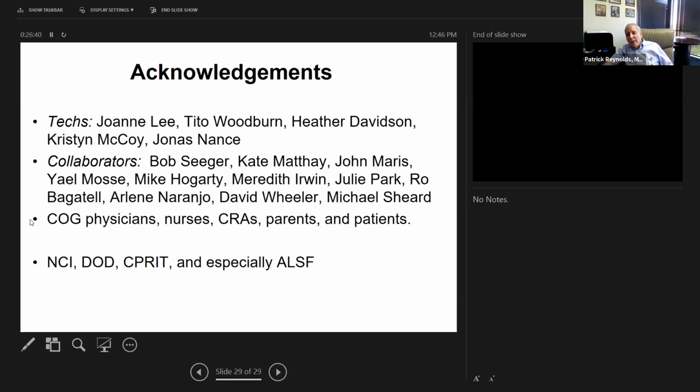But most importantly, I want to thank the people that we never get to thank, and that's the COG physicians, the nurses, the CRAs, and the parents and patients that make these models possible. And a number of those post-mortem models you see are driven by the parents themselves making sure that happens. And we're so grateful to them for their contributions to this. And of course, nothing could happen without funding, and we have funding for characterizing these from government resources, but especially from ALSF, which has made this repository something that goes on and is able to distribute these models to all of you. So I will end with that and look forward to the questions.